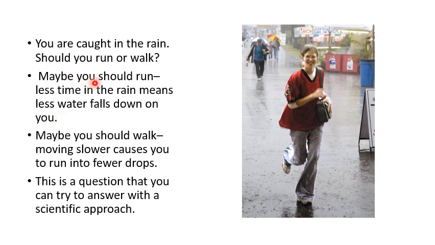Because if you think about it, if you run, less time in the rain, right? Less water falls down, you're outside less, you get underneath something to protect yourself. Maybe if you walk though, moving slower causes you to run into fewer drops as you're going horizontal on the ground. So we could actually look at this and use a scientific approach to solve this.